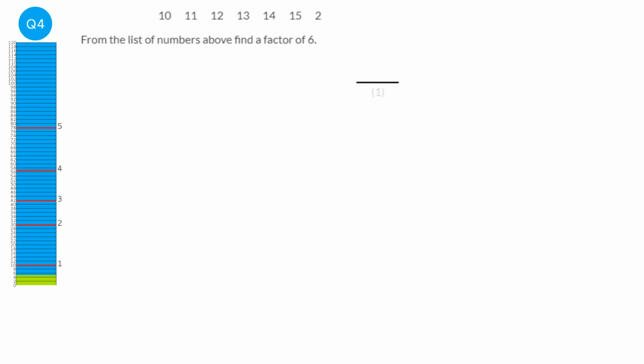So we can write the factors of 6 by working out 2 numbers that multiply together to make 6. So 1 times 6 and 2 times 3. So 1, 2, 3 and 6 are all the factors of 6. The only number that is in our list is the 2.